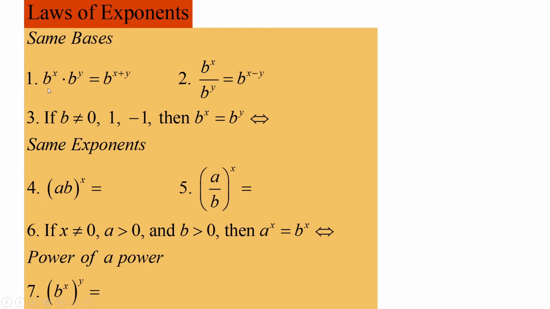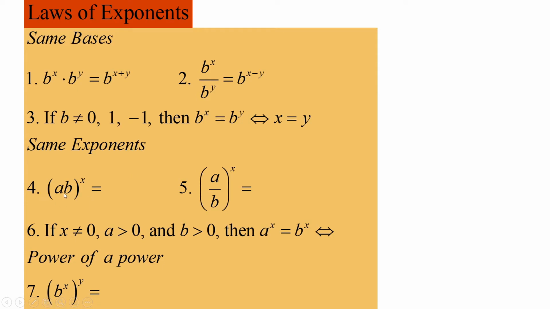Now, number 3, if b does not equal 0, don't want a base of 0 because 0 times anything is 0, 1 or negative 1, then b to the x equals b to the y if and only if. Well, I have the same base here, so this could only be true if x were equal to y. There you go. Same exponents.